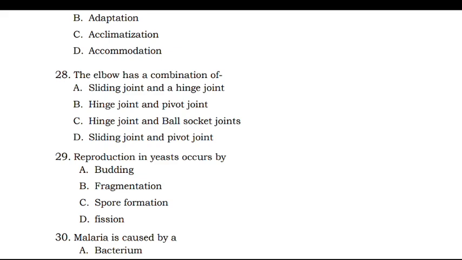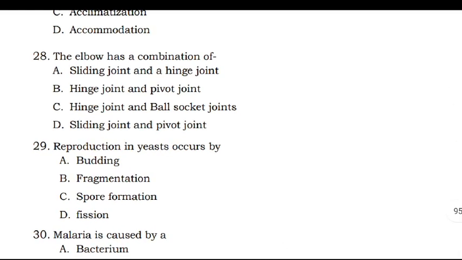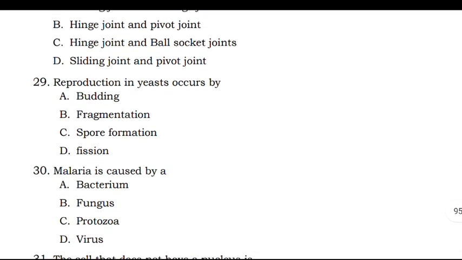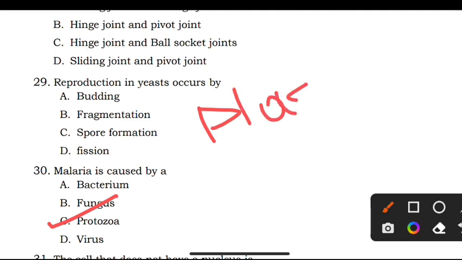Reproduction in yeast occurs by budding, fragmentation, spore formation and fission. In these options, option A will be the correct answer, budding. And question number 30, the last question of this video. Malaria is caused by. I think you know that malaria is always caused by protozoa. In protozoa, Plasmodium is the main factor causing malaria. Plasmodium, right?